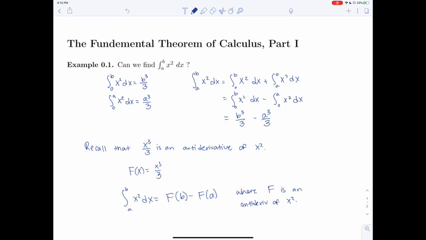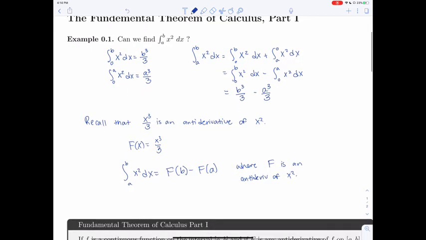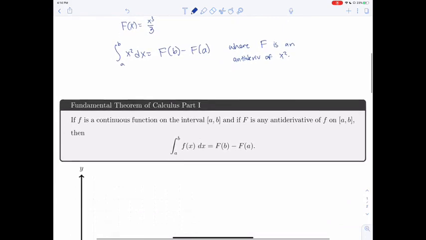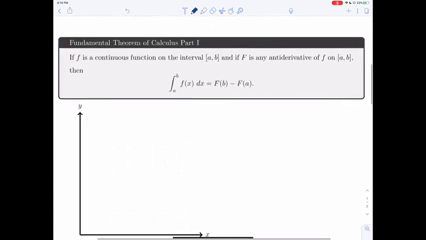And you'll actually notice it doesn't matter which antiderivative we picked, if we picked x cubed over 3 or x cubed over 3 plus 1, as long as we were consistent about which one, because those constants would have canceled. So we call this the fundamental theorem of calculus because it's such an important theorem. It's really connecting these definite integrals, the area under the curve, with this idea of antiderivatives.